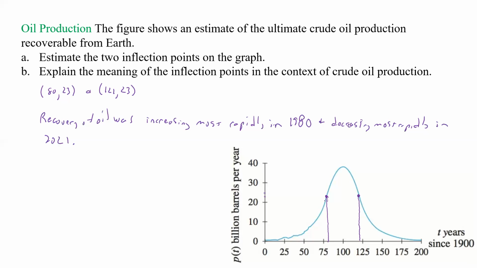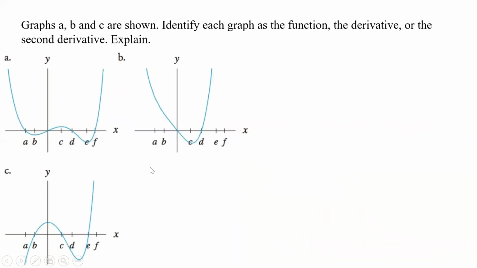Now, do we know anything else? I mean, that's the number of million barrels per year we're doing, but we really just want to say, okay, that's the most rapid increase. That's the most rapid decrease at those points. And that tells us what year they were. All right, so that's what I would do for this one.